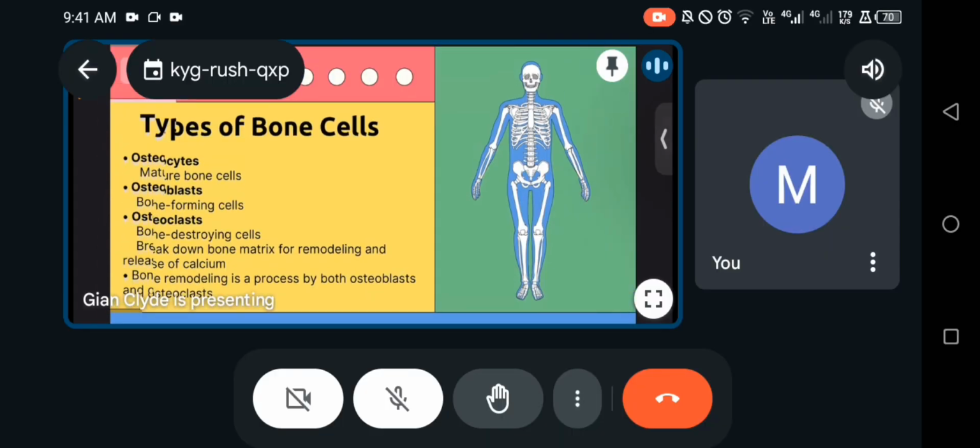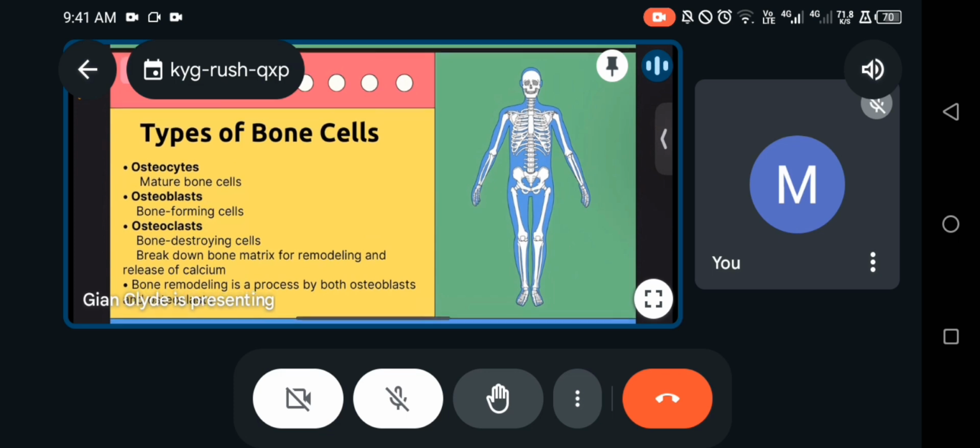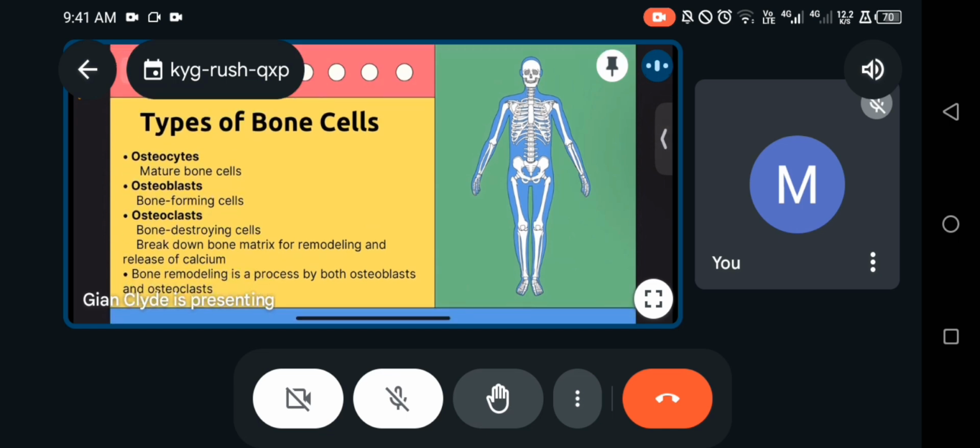Okay, so we will now be discussing the osteocytes, osteoblasts, and the osteoclasts. The osteocytes are the mature bone cells. The osteoblast is the bone forming cell, and the osteoclast is the bone destroying cell. Mind you, if I'm not mistaken, this was already mentioned in the nervous system, and also in the skeletal system by our ma'am Kate. So I will not be discussing this further.